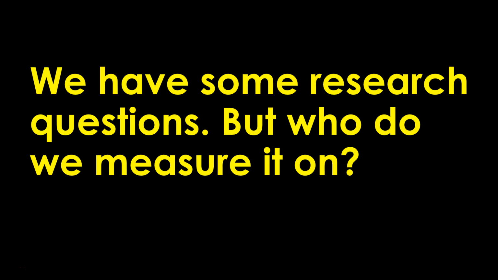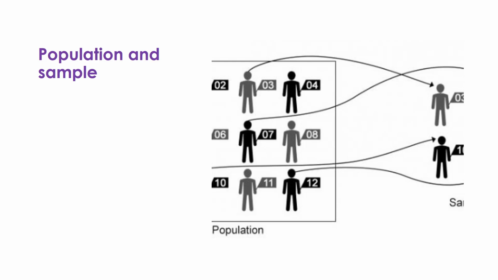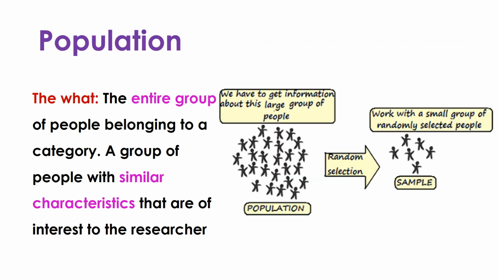All right, we do research, but we've got these questions. Now let's decide on who we actually measure it on. This is where we're talking about population and sample. Population is pretty straightforward. It's the whole group that shares some sort of similar characteristics, something common between them. A lot of the time, the reason we would research this massive group of people is that the particular characteristic might be interesting for researchers.